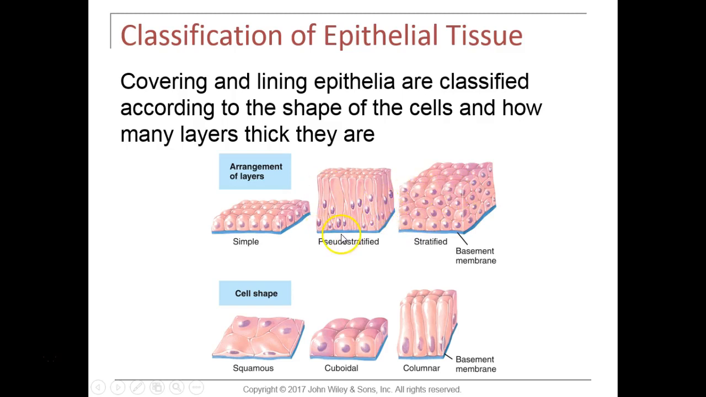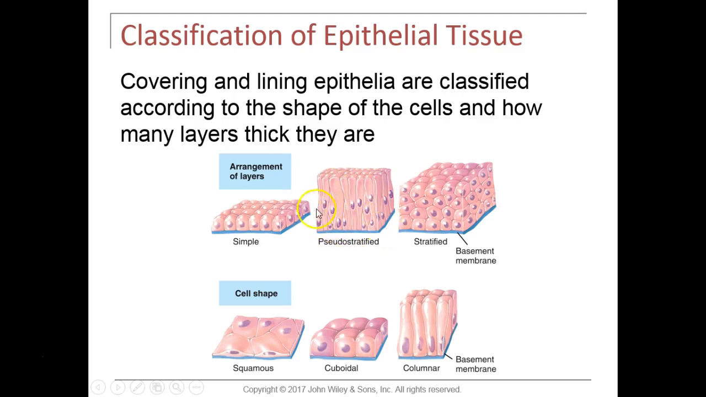However, this is deceiving because all of the cells in this tissue, all of them, even the ones that have nuclei that are higher up in the cell, all of these cells touch the basement membrane. And by definition, if all of the cells are touching the basement membrane, then you can only have one layer of cells. So what is the difference here?